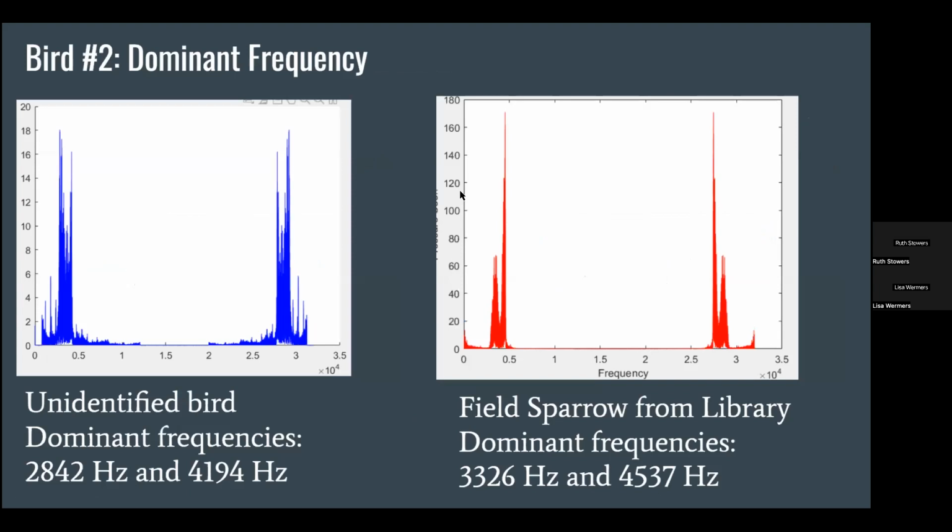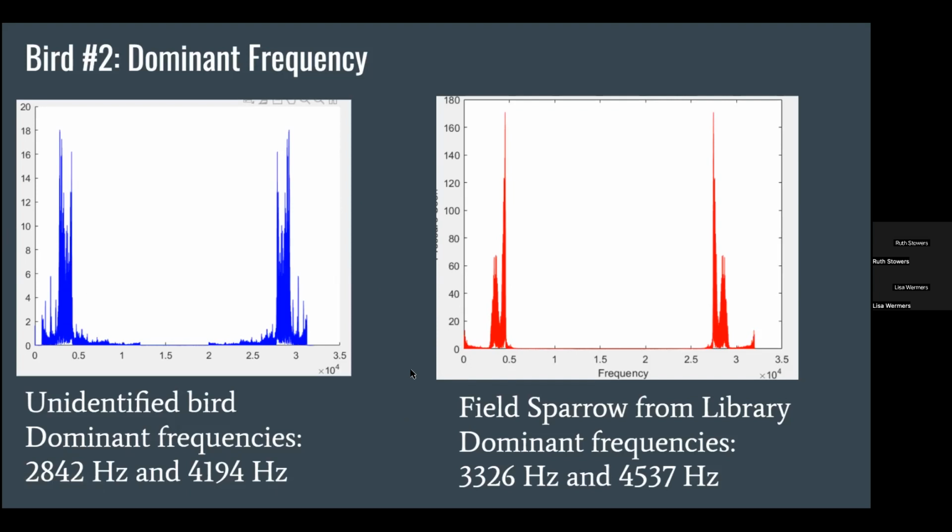And then we looked at the frequencies. Now this one was a little bit more difficult to positively identify. We can kind of see that it might be bimodal. We've got kind of a larger section here and then a larger section there. But on the library one, we can definitely see those two peaks in the frequency distribution. The dominant frequencies are a little bit different, but again, that's kind of expected with different individual birds, even with the same type of bird.